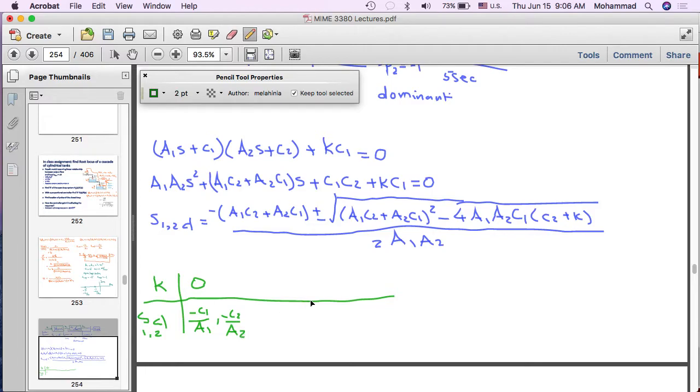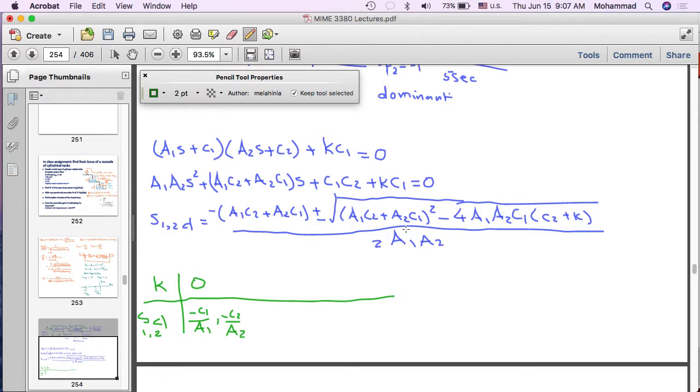So set K equal to 0. What is left is 4 A1 A2 C1 C2. Expand this and see that with plus, one term would cancel, and with minus, the other one will cancel. So you get minus C1 over A1 for one, and the second one would be minus C2 over A2, if K is 0. Now, as K increases, what will happen? Essentially this will grow in magnitude: minus 4 A1 A2 C1 times (C2 plus K) will grow in magnitude, and eventually it has the potential of being larger than this.